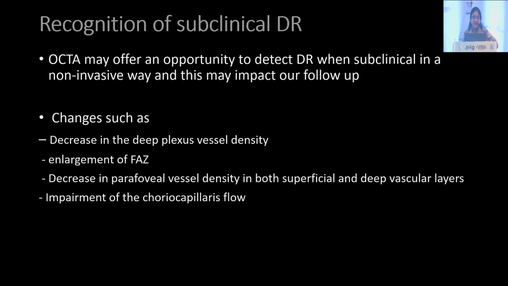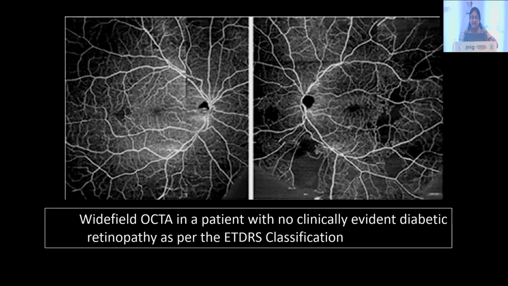And very subtle changes such as decrease in the deep plexus vessel density, enlargement of FAZ, a decrease in the parafoveal vessel density in both superficial and deep vascular layers, and impairment of the choriocapillaris flow may be very subtle changes which can be picked up, helping us in identifying subclinical DR.